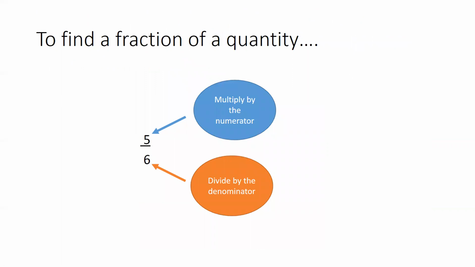To find a fraction of a quantity, you only need to do 2 steps. Multiply by the numerator and divide by the denominator. 2 steps. You can write them down. Multiply by the numerator, divide by the denominator. So let's look. We will multiply by 5 and we will divide by 6. Easy. 2 steps.